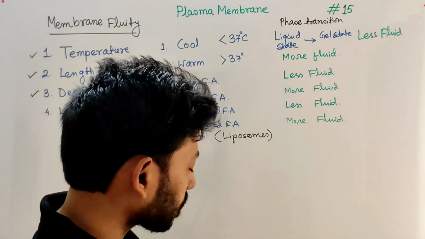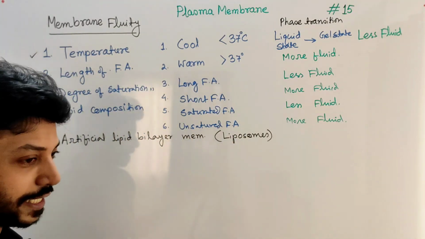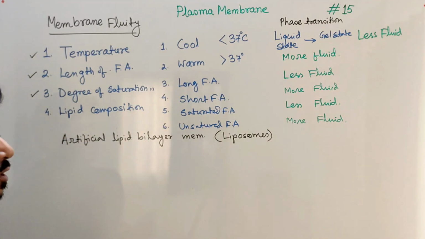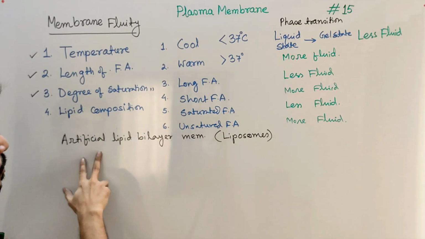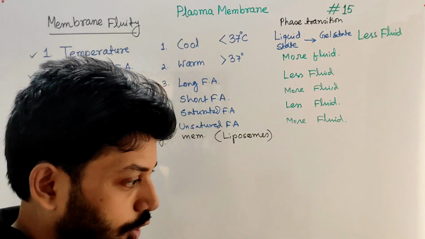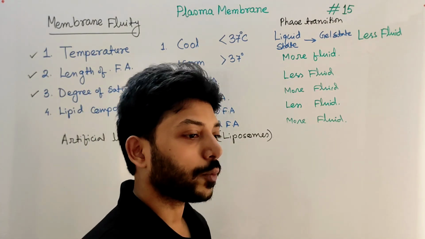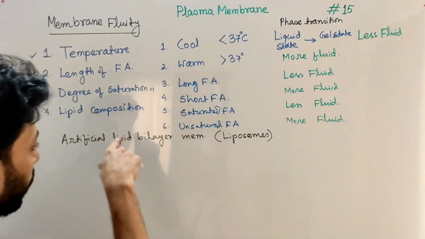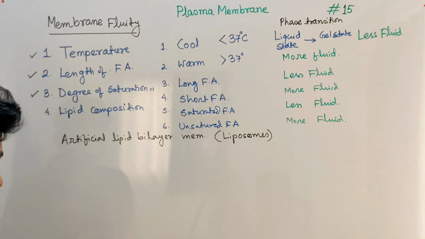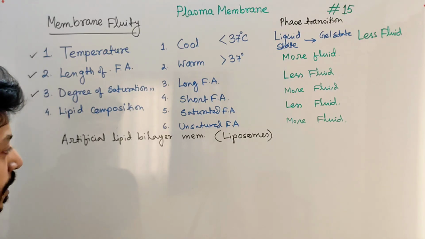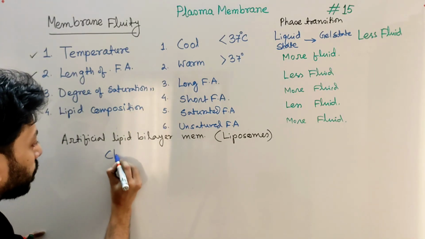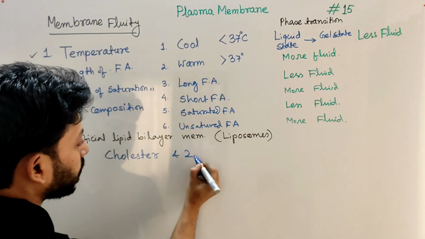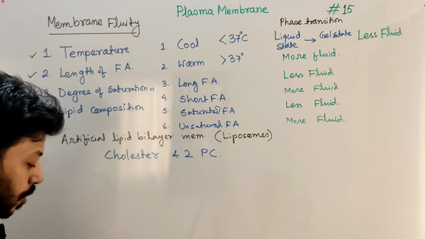Okay, I have already described the structure of liposome. I am not describing it here. So scientists performed an experiment. They made an artificial lipid bilayer membrane that is called liposomes to observe the membrane fluidity. Now they have taken here cholesterol and two kinds of phosphatidylcholine.